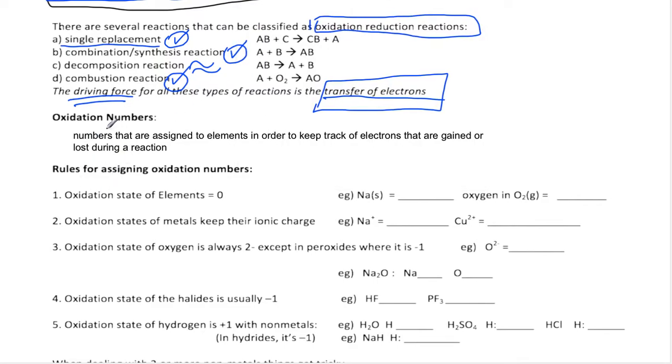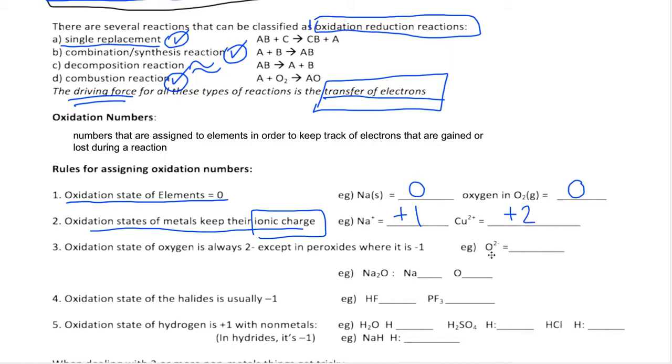as follows. The oxidation state of any element is 0. So for instance, Na is an element, so its oxidation number is 0. Oxygen, it's in its elemental form, it's a molecule, but it's in its natural state, so it's also 0 for its oxidation number. Any oxidation state for an ion is equal to the ion charge. So Na+, 1 plus, is a +1 oxidation number. Cu2+ is a +2 oxidation number.